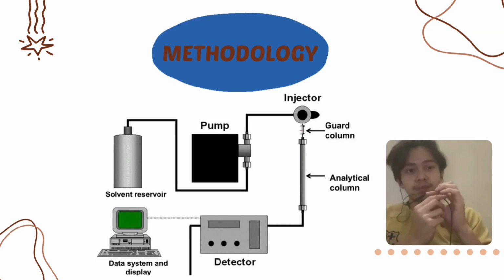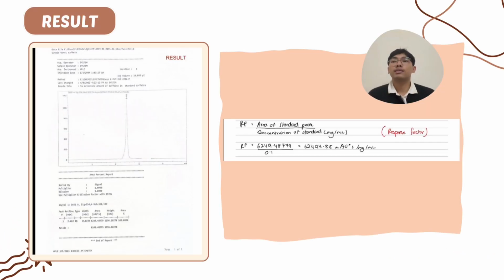Thank you. The first graph, we have the standard graph. We have to find the response factor. The equation for RF is the area of the standard peak over the concentration of the standard in mg/ml. You can find the area of the standard below the graph and the concentration of the standard in your lab manual. So we put it in the equation. The area is 6249.48779 over 0.1. We get 62494.88 for the response factor.